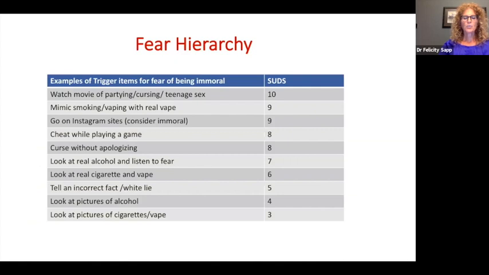So here are some examples from her fear hierarchy. We had pictures of cigarettes and vapes, and she had to look at those, and alcohol. Coming up a little higher in her hierarchy, you see having real alcohol in front of her, and a cigarette and a vape, telling an incorrect fact or a white lie. And then at home, she had to play games and cheat. Going on an Instagram site that she considered immoral, showing people partying or drinking. And then finally at the very top was watching movies around partying and cursing and teenage sex.